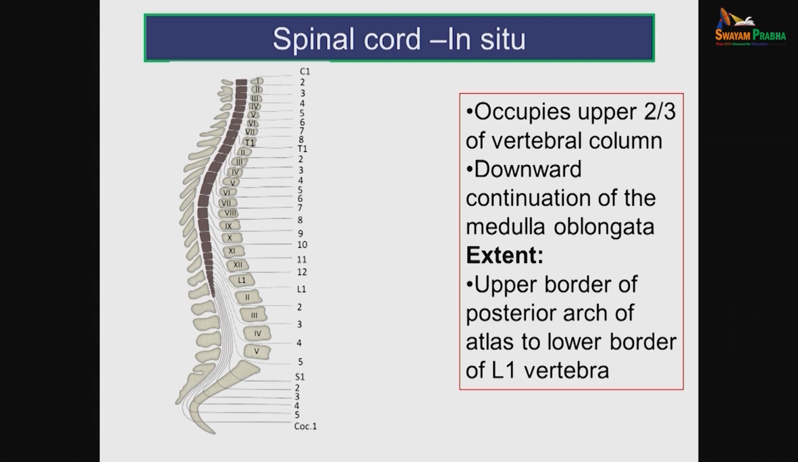As you all know, the spinal cord is the continuation of the medulla oblongata. The extent of the cord is from the upper border of the posterior arch of atlas. This is the first cervical vertebra, atlas. So, from the upper border of the posterior arch of atlas to the lower border of L1 vertebra. So, the spinal cord terminates at the lower border of L1 vertebra.